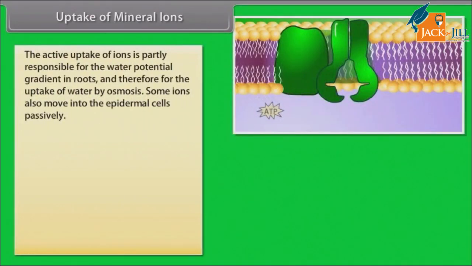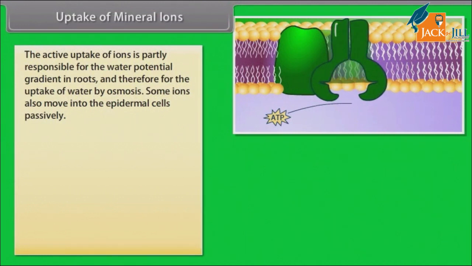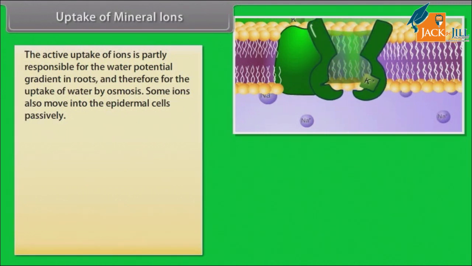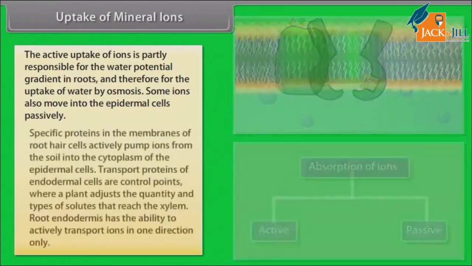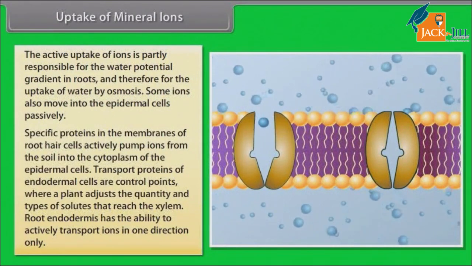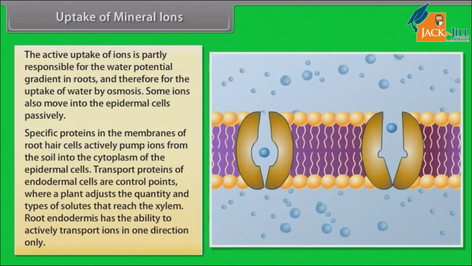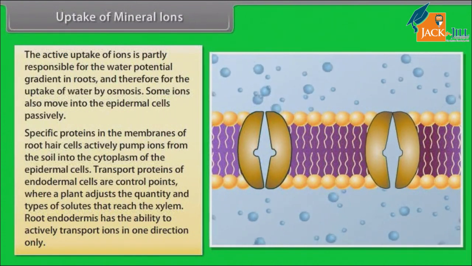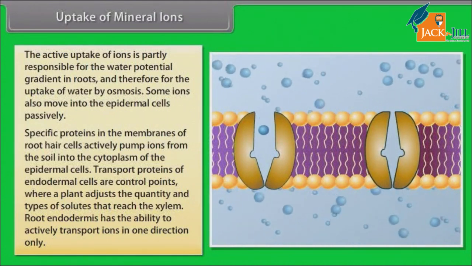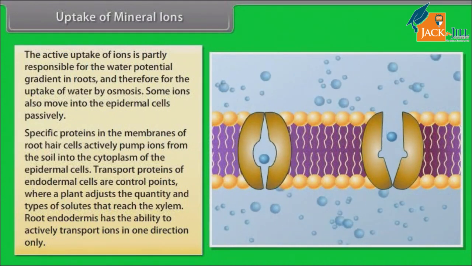The active uptake of ions is partly responsible for the water potential gradient in roots and therefore for the uptake of water by osmosis. Some ions also move into the epidermal cells passively. Do you know that ions are absorbed from the soil by both passive and active transport? Specific proteins in the membranes of root hair cells actively pump ions from the soil into the cytoplasm of the epidermal cells. Like all cells, the endodermal cells have many transport proteins embedded in their plasma membrane.